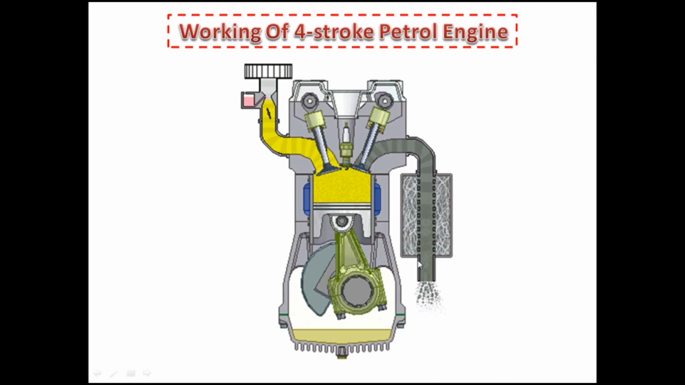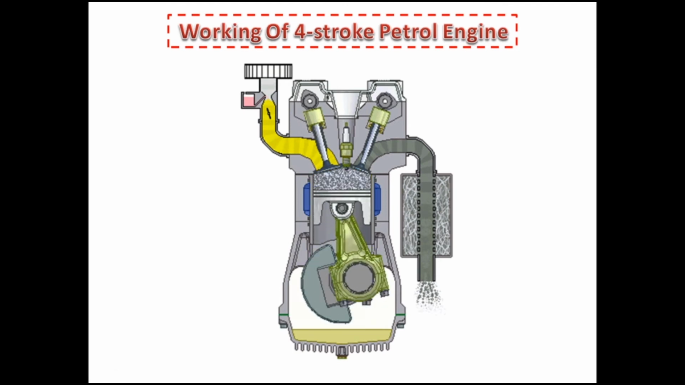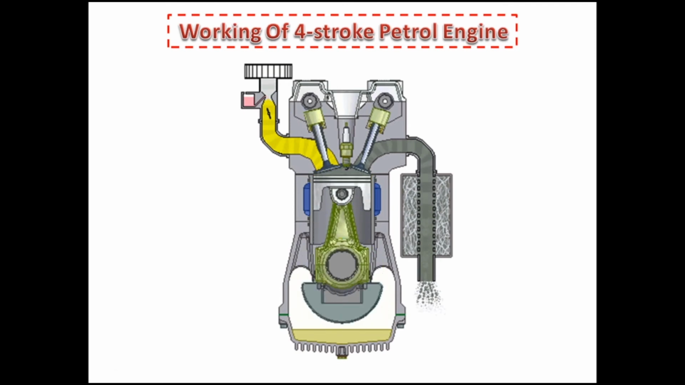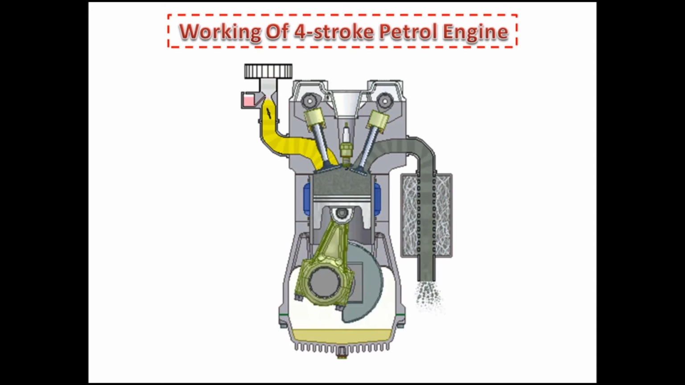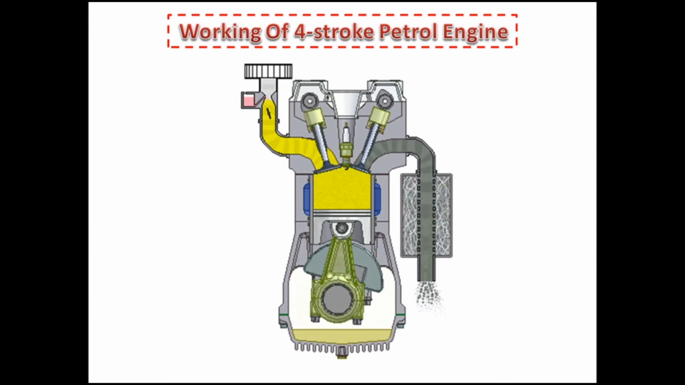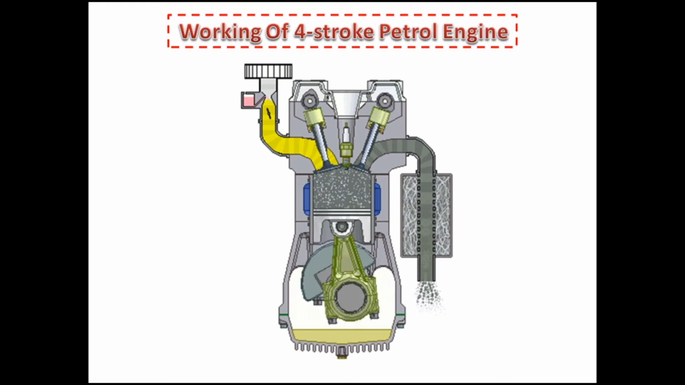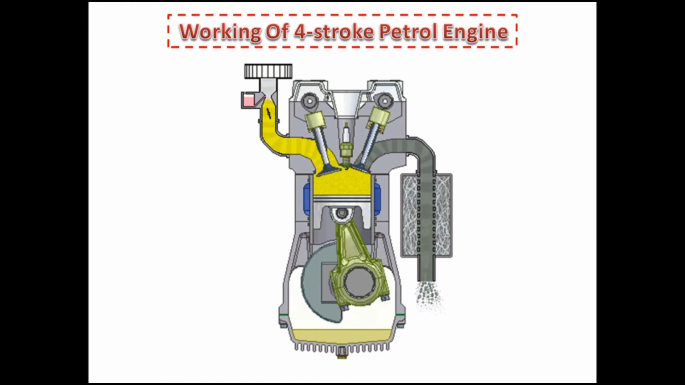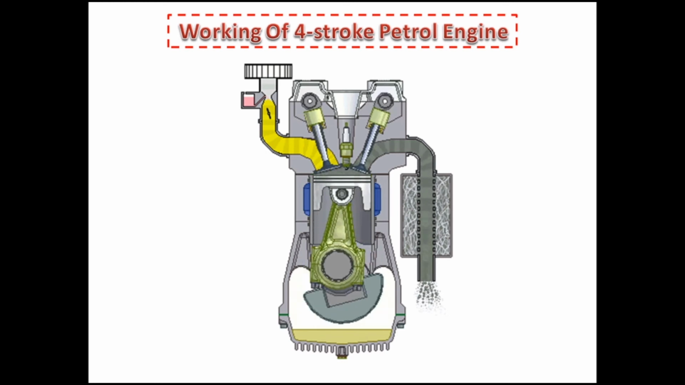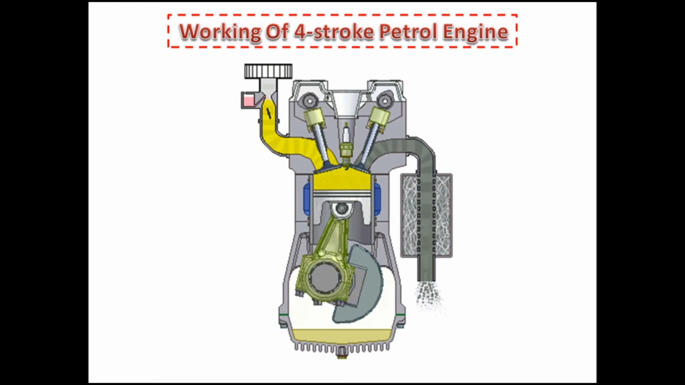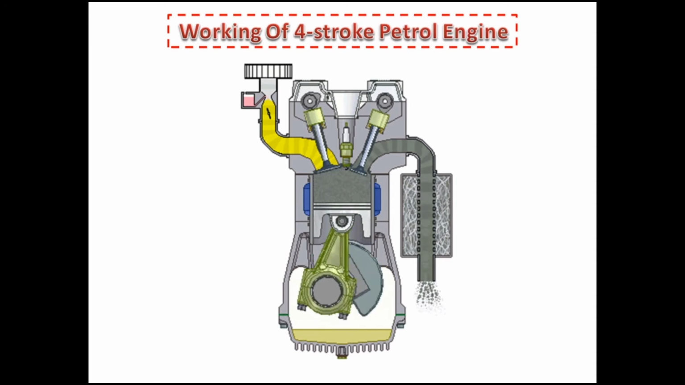Now we can understand the working by seeing this animation. So let's start with one. Suction happens, compression, power stroke, and then exhaust stroke. So now we can understand all the 4-stroke petrol engine working by seeing this animation. Okay, so we completed the working of the 4-stroke petrol engine.